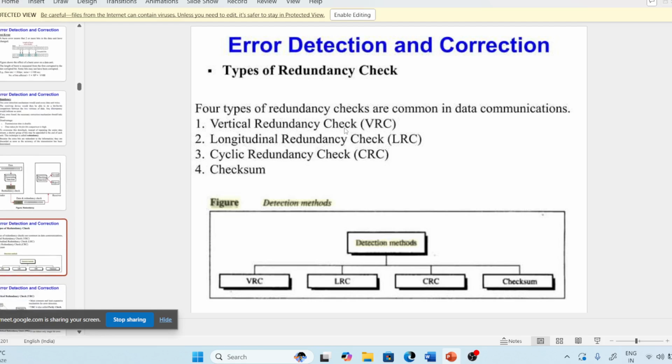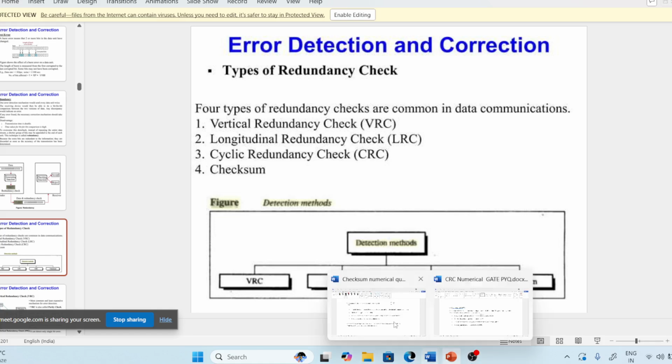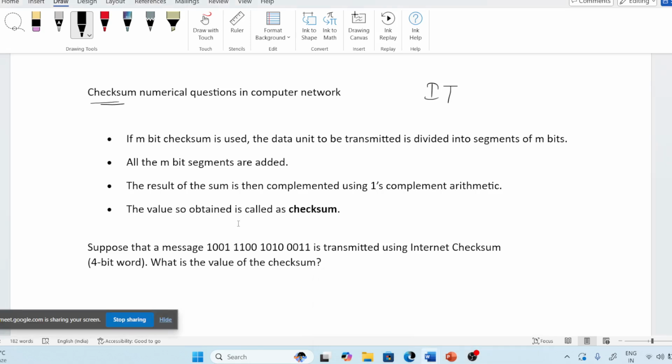Here we have error detection and error correction. The examiner asks most of the questions from these two, your CRC and your checksum. Here we are going to see checksum first. What is checksum and what can be done with checksum? Let's first see the numerical question, how the examiner is going to ask it.